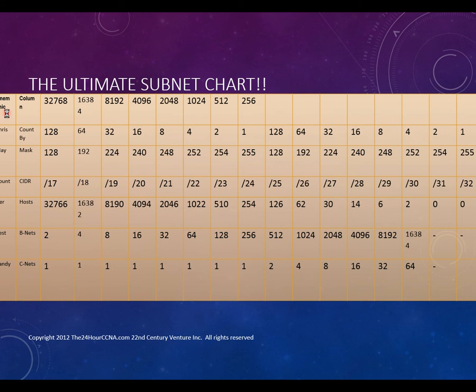So we have the count by column. We have the mask column. We have the CIDR column. We have the host column. We have the BNets column and the CNets column.